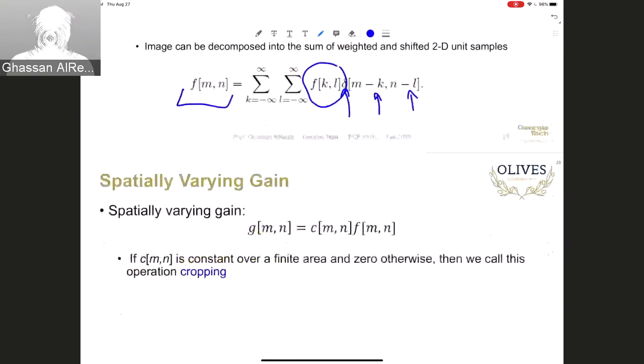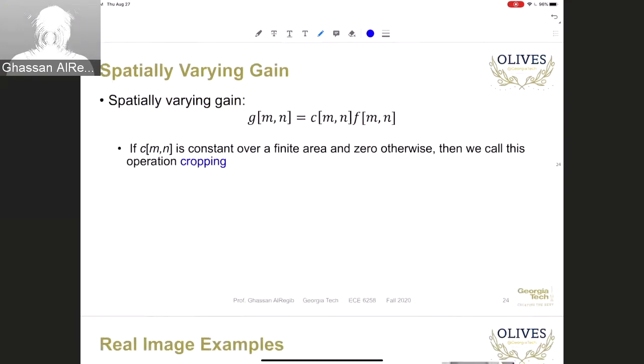And then cropping. Cropping is a function where you have your two-dimensional signal F of M and N, and you define a cropping function. And that cropping function C of M and N, the difference between this one and the finite extent definition, for example, is that the value of C here depends on where you are in the space.